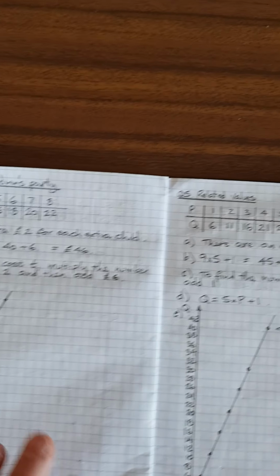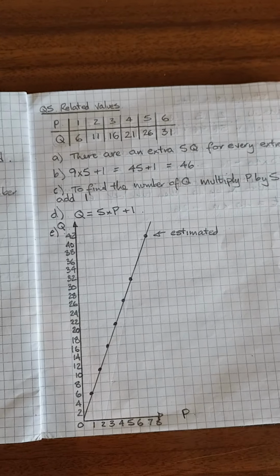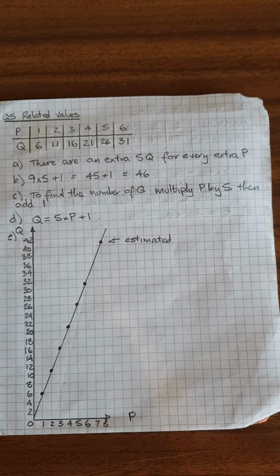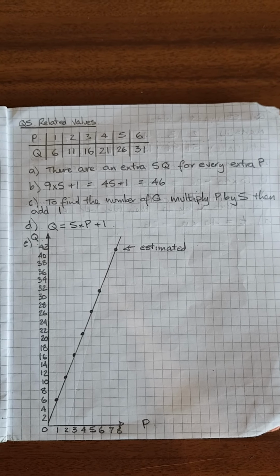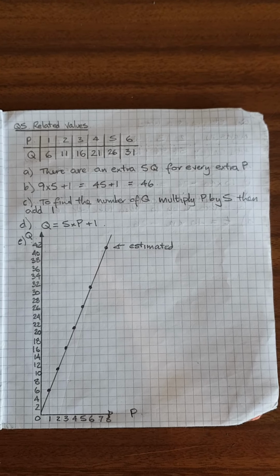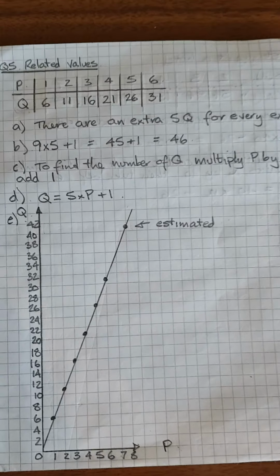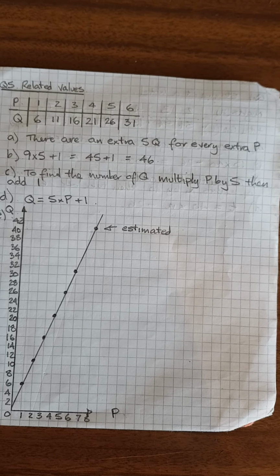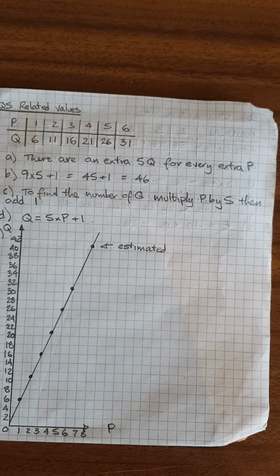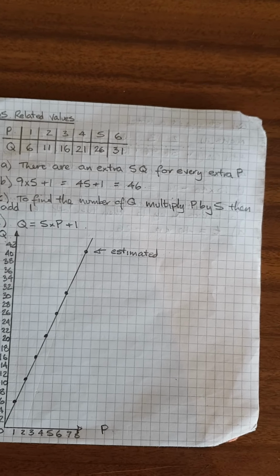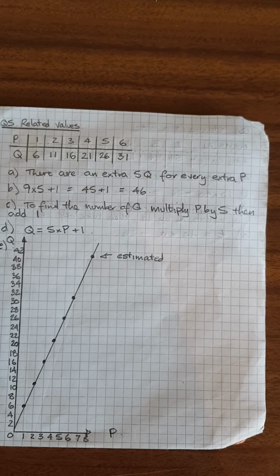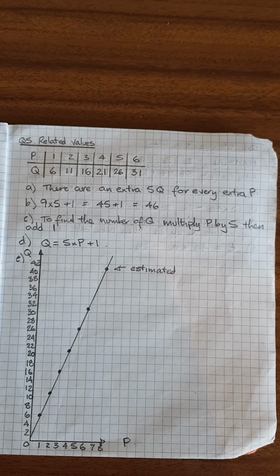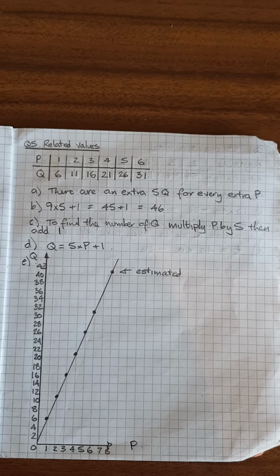Now I've skipped out question 4 because it's a much larger question, because I wanted to show question 5 first. I should have probably done them the other way around on the worksheet. But there are an extra 5 Qs for every extra P that you get, meaning that in order to work out how many for 9, that's 9 times 5, add 1, 45 plus 1 is 46. So to find the number of q, you multiply p by 5 and then add 1, giving you q equals 5 times p plus 1.